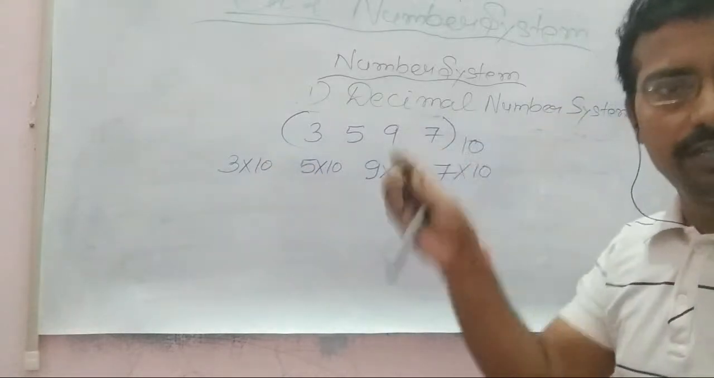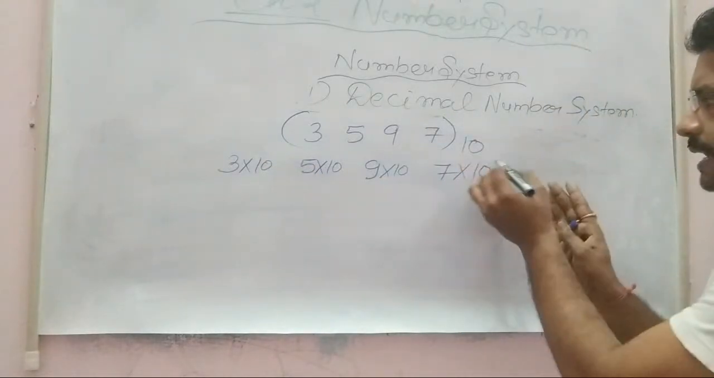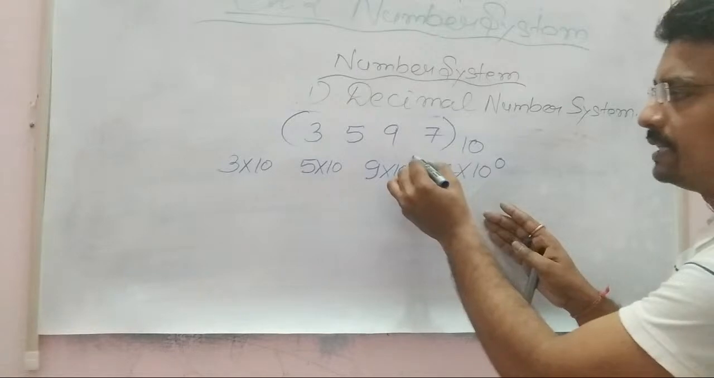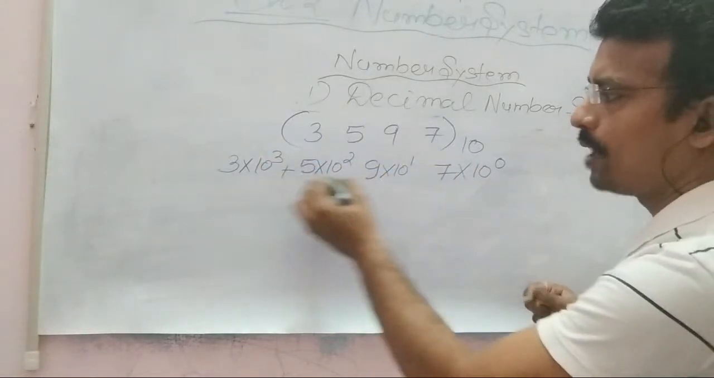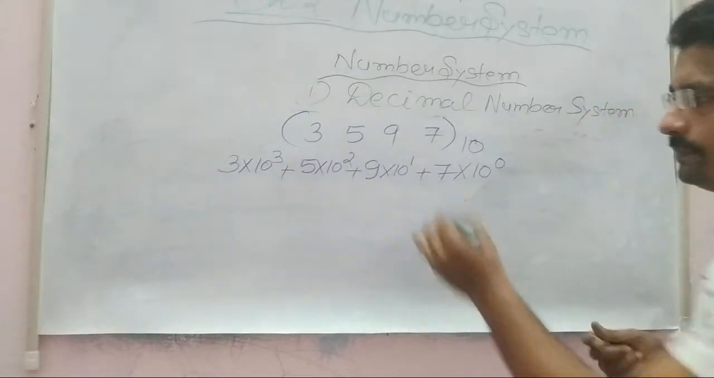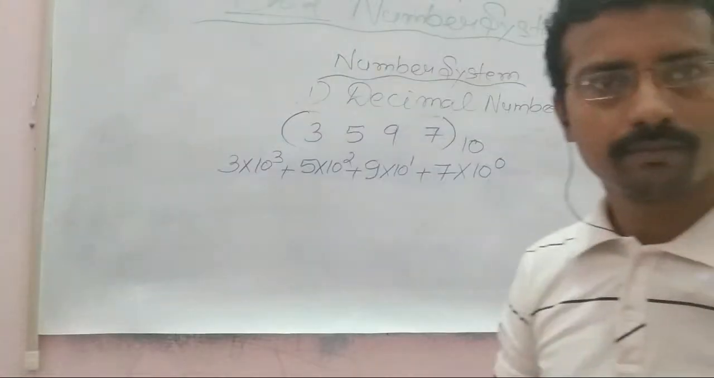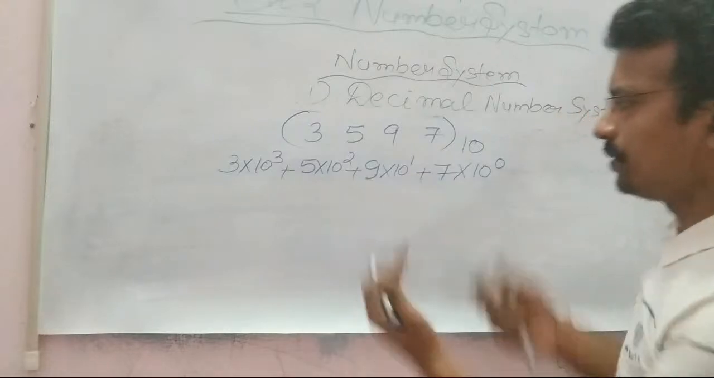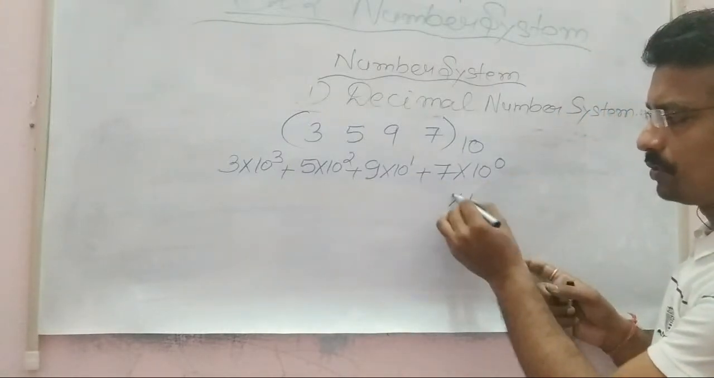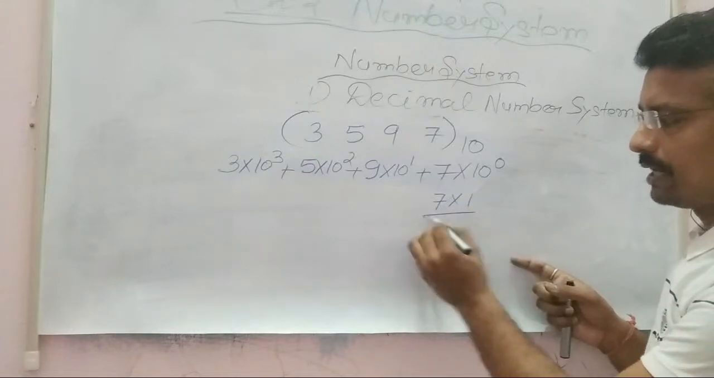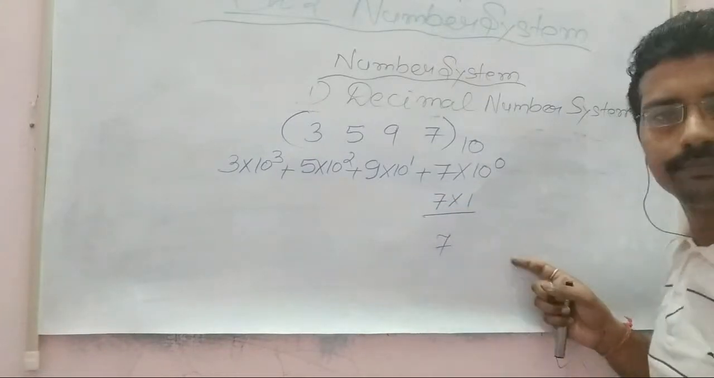After multiplying with 10, go from the right hand side and raise the power 0 and keep increasing by 1. And add all calculations separately. Is it okay? Now you calculate any number. Having power 0, there will be 1. So 7 into 1, that you are getting 7.